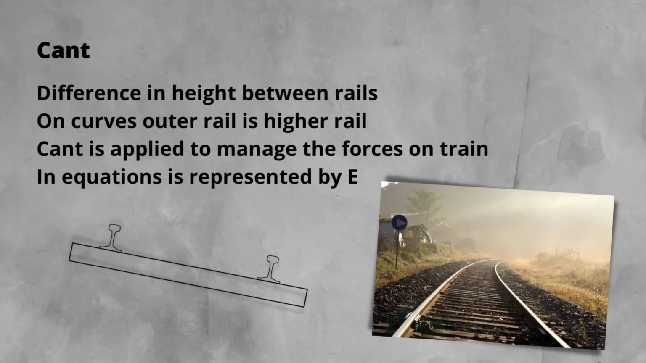Cant is applied to the track to manage the forces on the train as the train goes around a curve. In the equations used for track design, cant is represented by E.